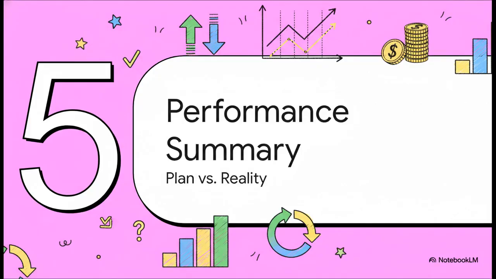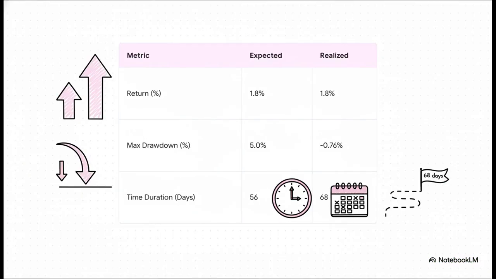Now for the big question, right? How did the actual outcome compare to the original plan we laid out back in phase 1? Let's take a look at the final performance numbers. This table makes it super easy to see it all side by side. The expected return of 1.8% was hit exactly. The max drawdown was only negative 0.76%, way below the 5% limit. And the time it took was 68 days, a bit longer than the 56 days that were expected.